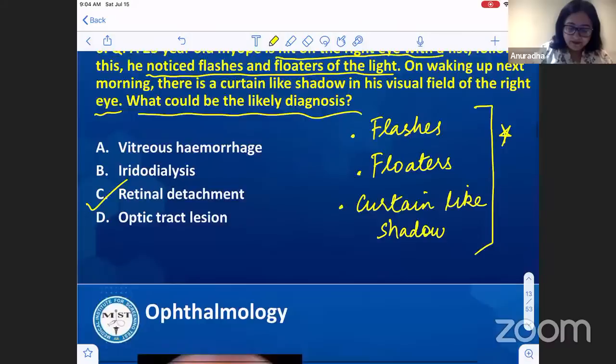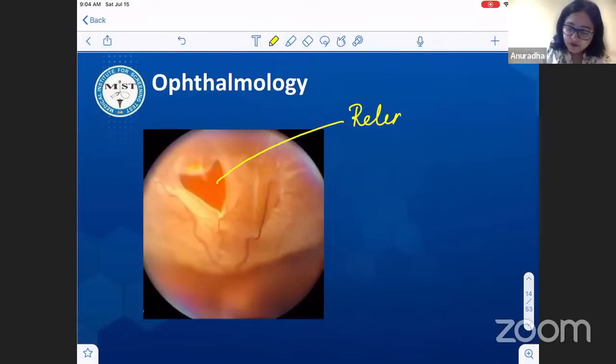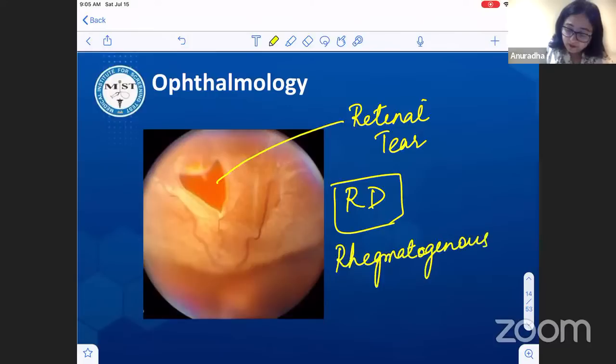So what is happening when there is trauma? Because of the pressure changes, there can be formation of a retinal tear, which can quickly lead to the development of retinal detachment. Floaters, flashes, curtain-like shadow almost confirms that this patient is developing retinal detachment. And the type of retinal detachment which is being developed here is rhegmatogenous. That's right. One of you told exudative, that's not the right one. It is called rhegmatogenous retinal detachment, right?